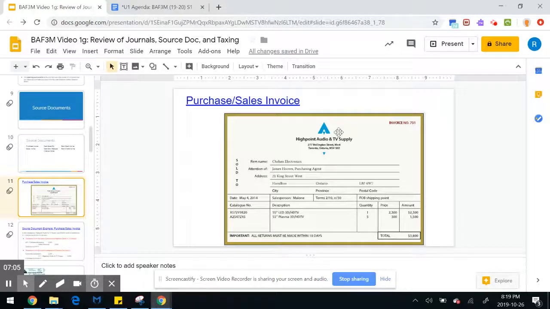Okay, so by just reading this, we could say, hey, it's an invoice because you can see what exactly it's describing. You know that the purchaser is Chelsea Electronics. So if we're Chelsea Electronics, we would call this a purchase invoice, and if we were High Point, we'd call this a sales invoice. All right.